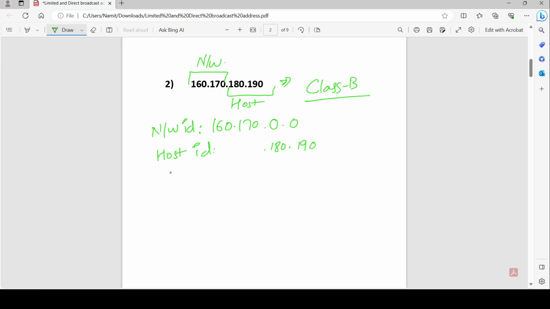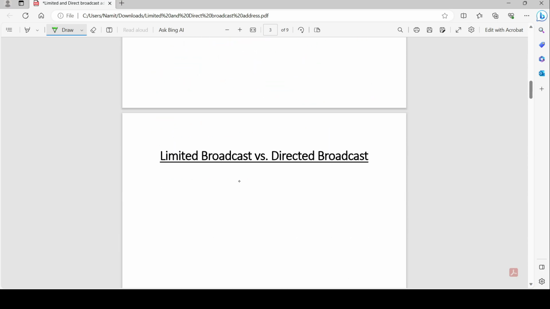If I talk about the subnet mask, we already know the first two octets are network IDs, so the first two would be 255.255 and the rest two are host, so it would be 0.0. As simple as that. Nothing complicated till now, right? Okay, so let's move on to limited broadcast and direct broadcast.